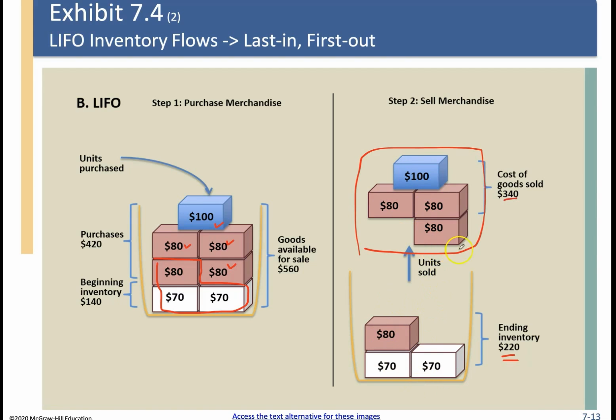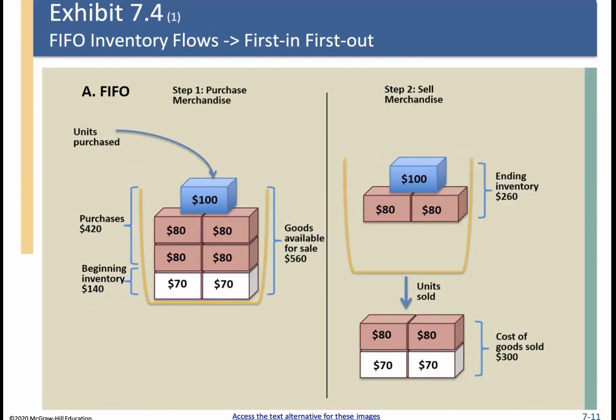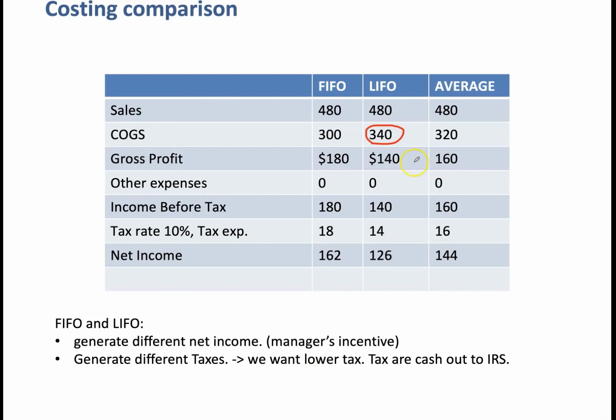If you assume you're selling the latest inventory, your cost of goods sold would definitely be higher than if you're assuming selling the earliest inventory, right? If you're selling the earliest inventory, the cost would be lower. So in an inflation world, LIFO produces a higher cost of goods sold than FIFO. Now, when your cost is higher, the gross profit is lower. When gross profit is lower, income before taxes would be lower. And then your income tax would be lower.